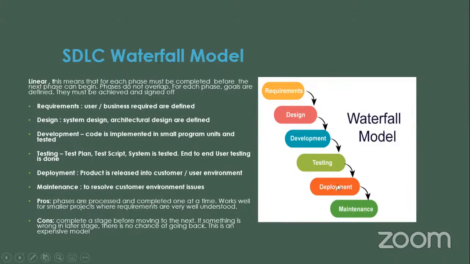Once the deployment is done, it goes to maintenance. Then we ask, have we delivered a good product? No. So if we find any issue at that stage, we will send it back to requirement. Then they'll do requirement gathering again, send it back to design, development, testing, deployment, and maintenance. That's the process of waterfall.